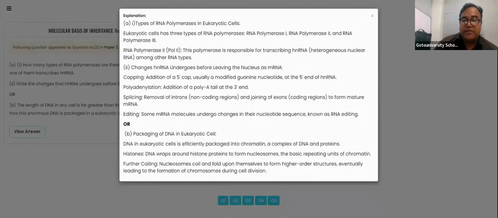I already told three RNA polymerases, 1, 2, and 3, right? So RNA polymerase 2 is responsible for bringing the maturity in the RNA, right? So like this, we are bringing all the RNA polymerase information in detail, right? So now we are coming to the next questions.